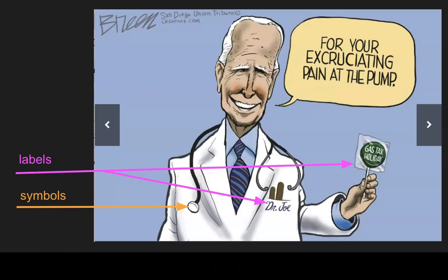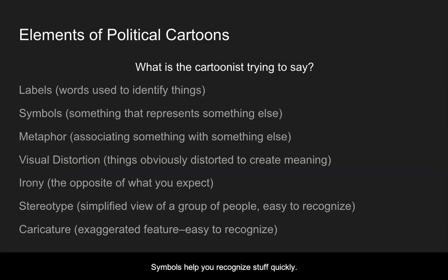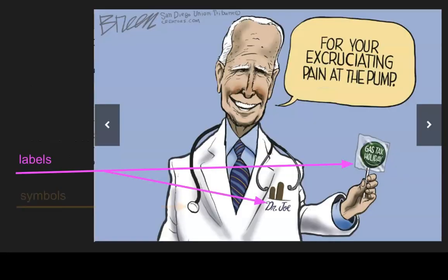Some symbols in this. A symbol is just used to help you recognize something else. So a symbol is just something that represents something else. And generally, a stethoscope represents a doctor. So in this case, because of that symbol, and a lab coat is also symbolic, we recognize pretty quickly that in this case, Biden is supposed to be a doctor.